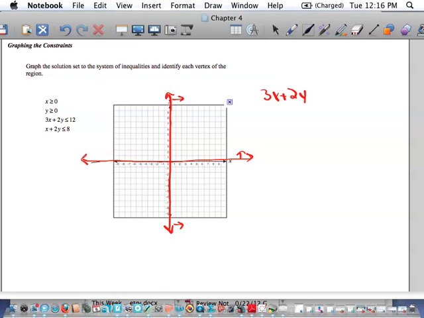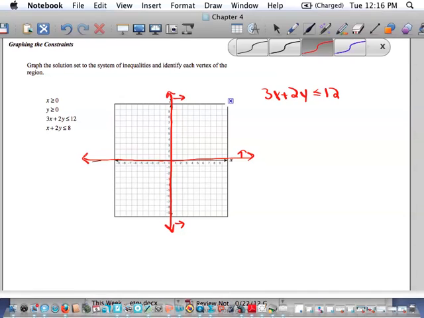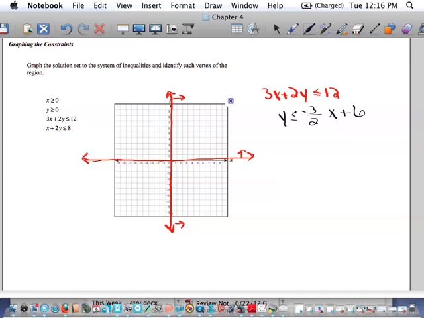3x plus 2y is less than or equal to 12. When you put that in slope-intercept form, you get y is less than or equal to negative 3/2 x plus 6. So you can go ahead and graph that line, put in the y-intercept, and apply the slope, and go ahead and put in that line. If we look at the second equation, x plus 2y is less than or equal to 8. When we solve that for y, we get y is less than or equal to negative x over 2 plus 4. So using the y-intercept, go ahead and sketch in that line.